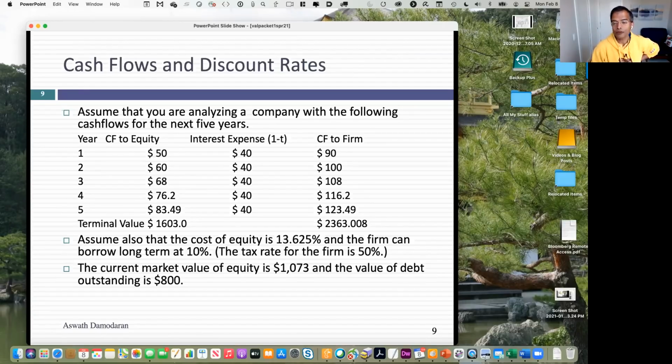The value of equity in this firm is 1.073 billion. The value of debt is 800 million. So here's what we're going to do. We're going to first try valuing equity directly, and then we're going to try valuing the entire business and subtracting our debt. Let's see if we get the same answer.